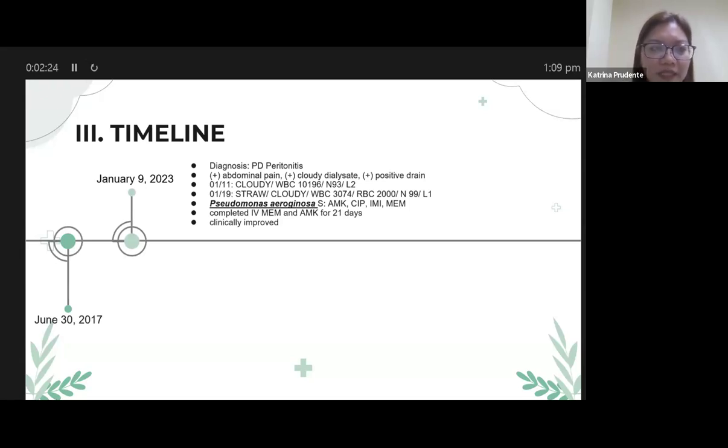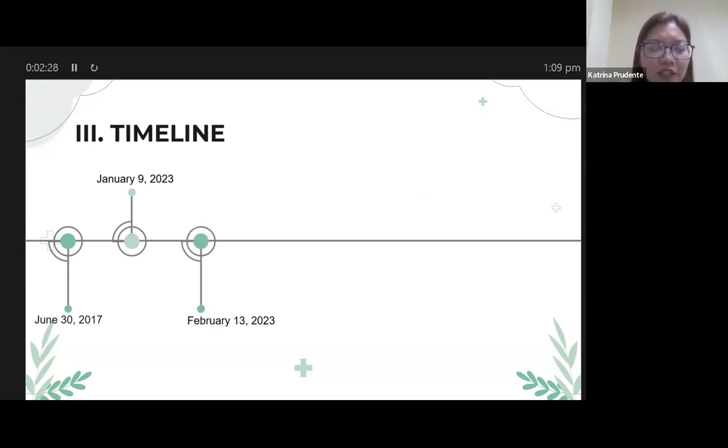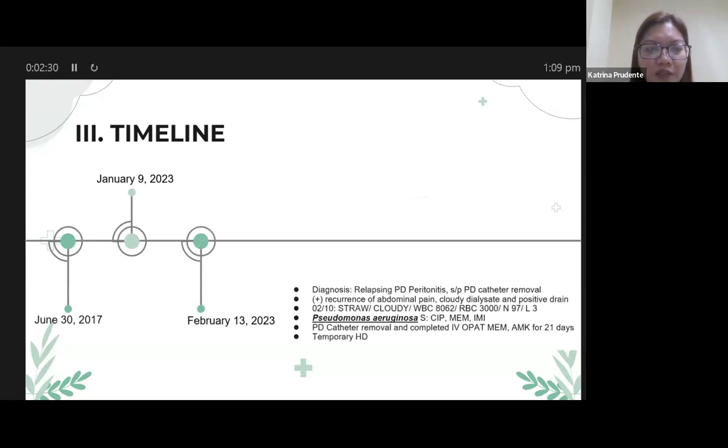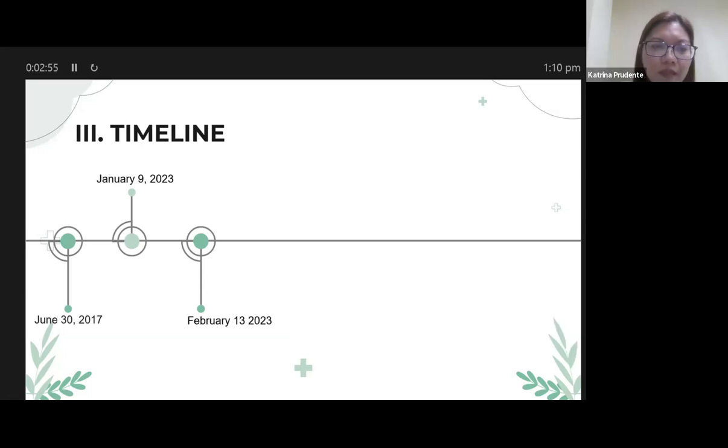initial clinical improvement. However, on February 13, 2023, there was a recurrence of the abdominal pain and cloudy dialysate, and an increase in dialysate WBC to 8,062 with neutrophilic predominance of 97, and again the culture revealed Pseudomonas aeruginosa. Thus, she was advised PD catheter removal and completion of the antibiotics for 21 days. She was then shifted to temporary HD.